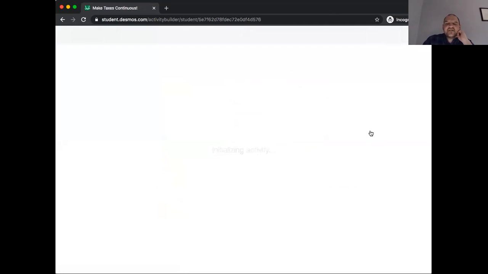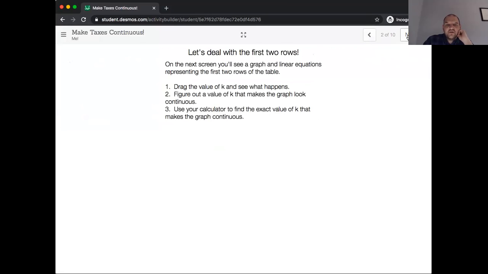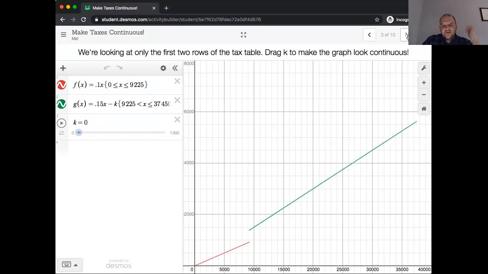All right, so we don't have to do all the calculations because we did them. The first thing, the image on the left shows text. Let's deal with the first two rows. Here's our graph, and dragging K, it's like you're paying 10% on everything up to 9225, and then you're paying 15% minus whatever K is from 9225 to 37450.